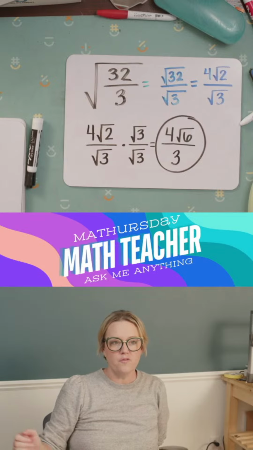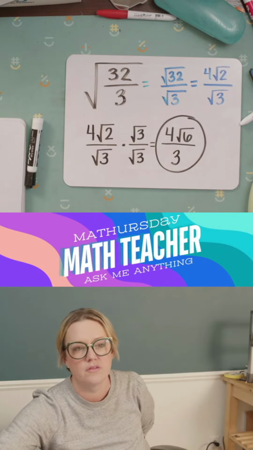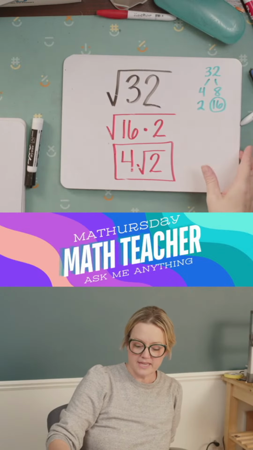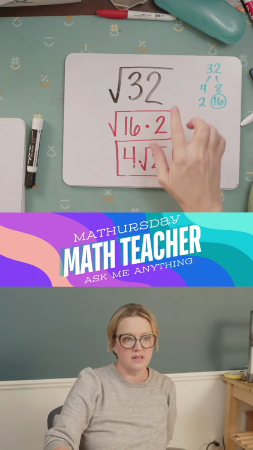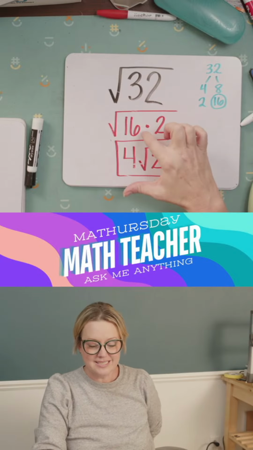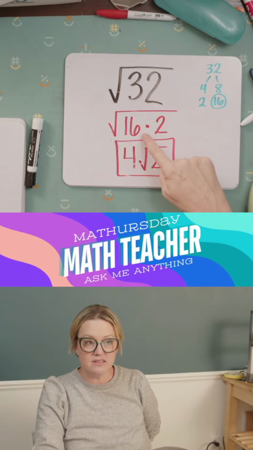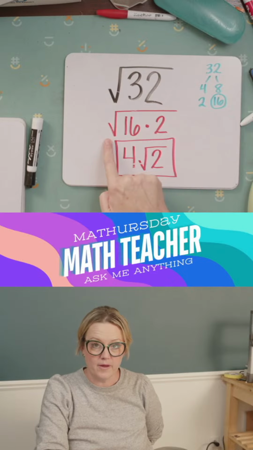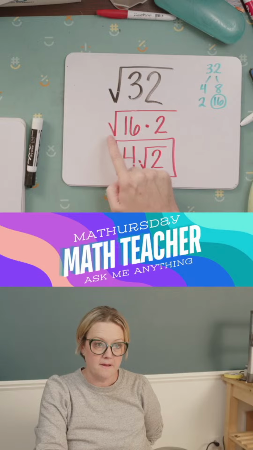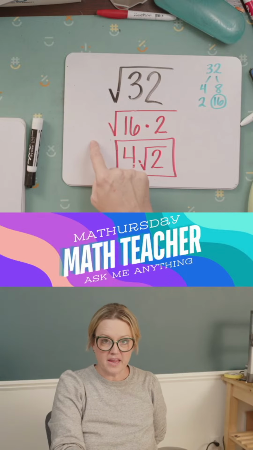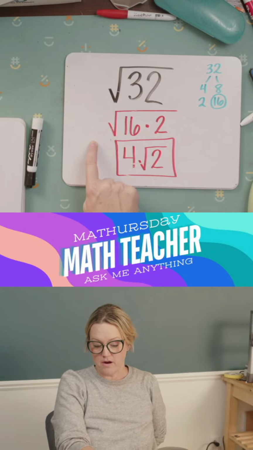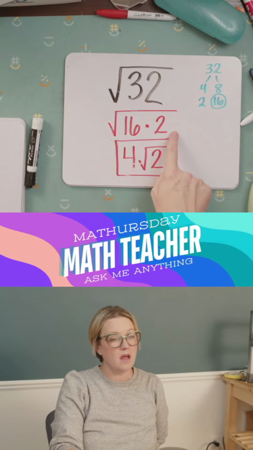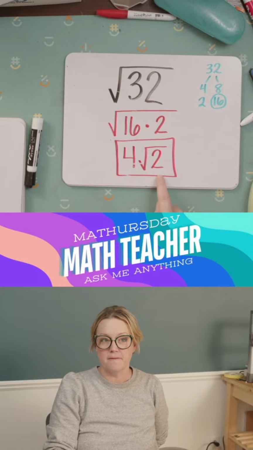So why is the 4 outside of the root 2? The reason the 4 is outside is because 32 is 16 times 2, and I can take the square root of 16. The only way that a number can come out from underneath the square root or the radical sign is if it is a perfect square. So 16 is a perfect square, it can come out and it's 4, but 2 is not a perfect square, so it has to stay.